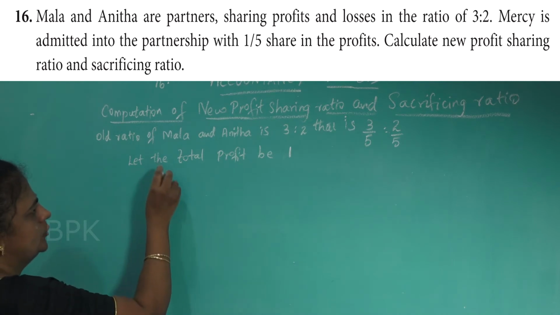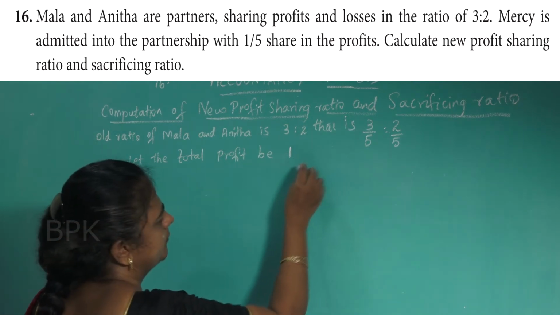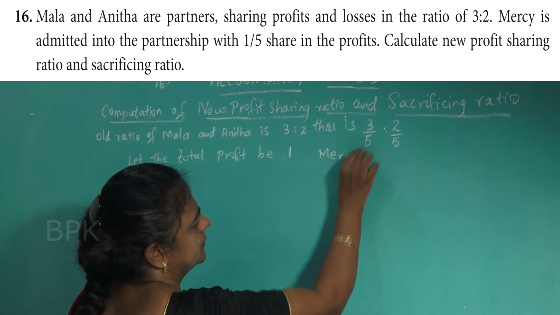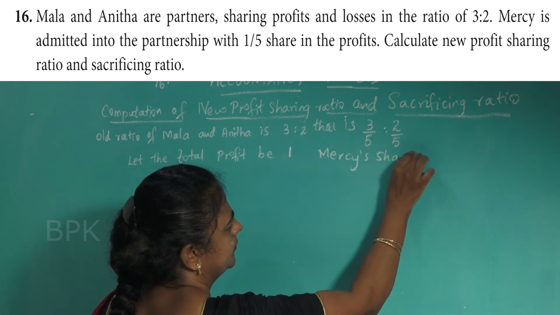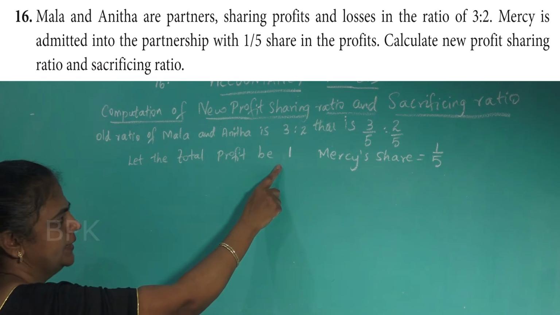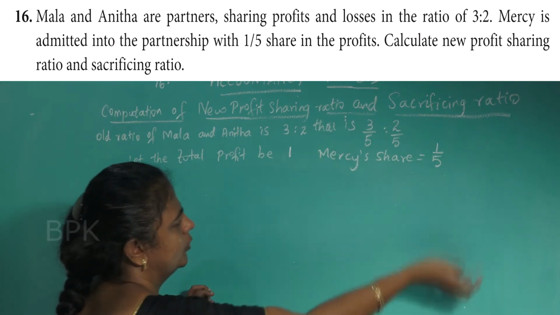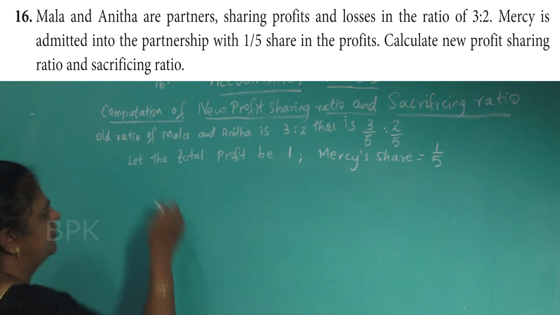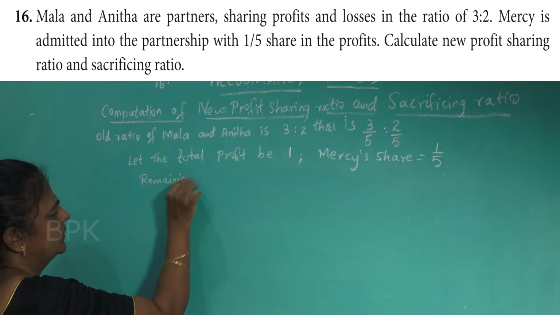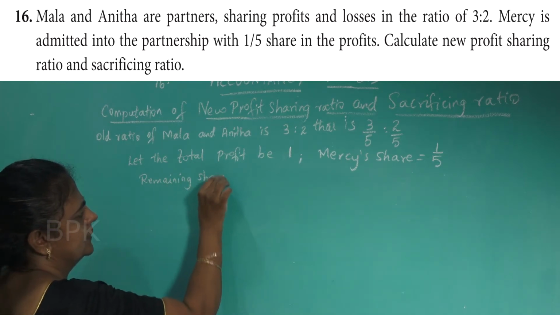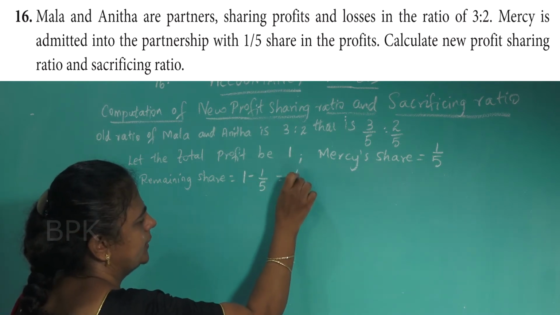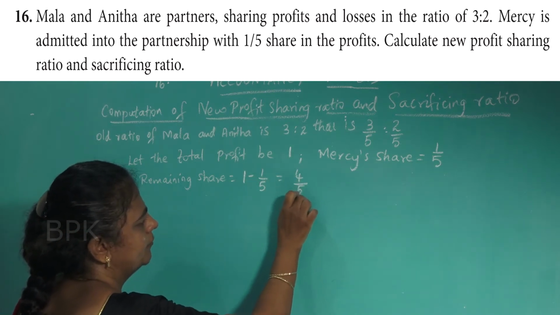Mercy is the new partner. Mercy's share is equal to 1/5. She is the new partner. So whatever the profit is, in that profit 1/5 share will go to Mercy. Find the remaining share. Remaining share is equal to 1 minus 1/5. So the remaining share will be 4/5.